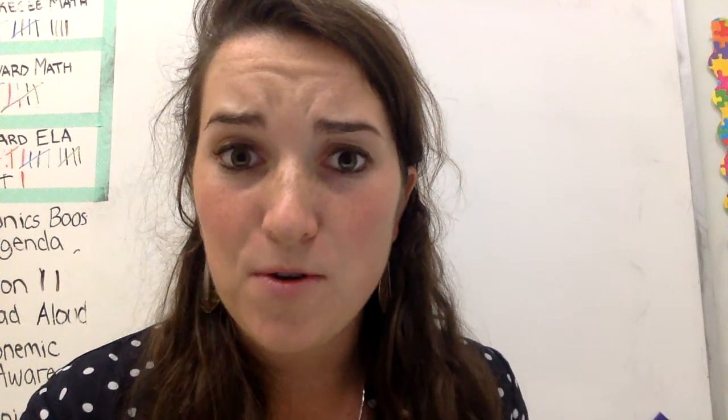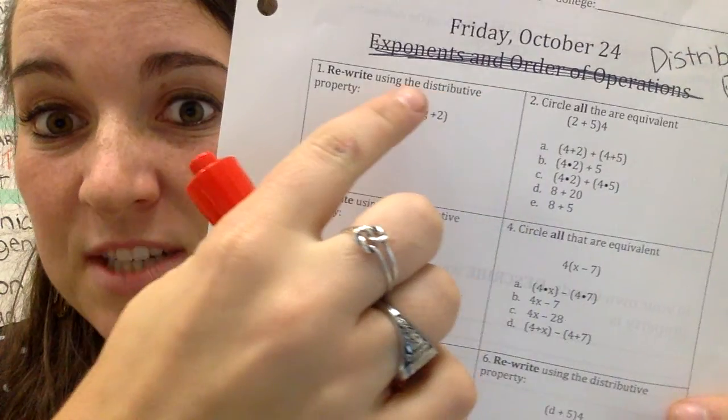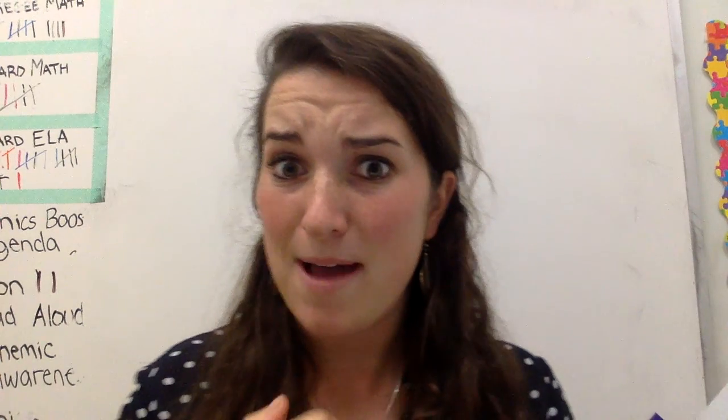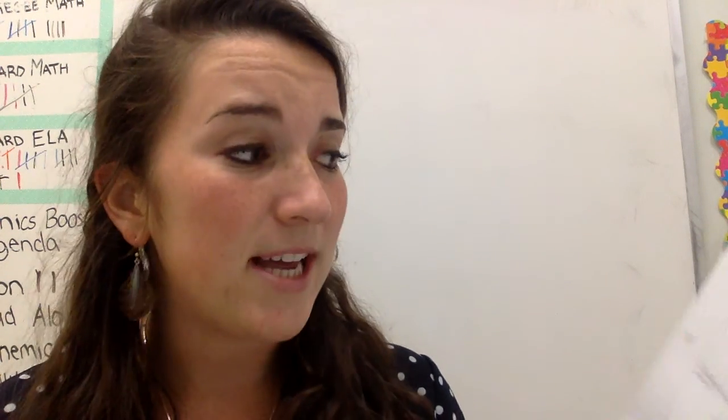Happy Friday. Okay, today we're going to do a review of the distributive property. You guys should all have a worksheet that looks like this. Notice at the top, it used to say exponents in order of operations. We're actually doing the distributive property, so you can cross it off and write that instead. That was my bad. I forgot to change it from the past few days.